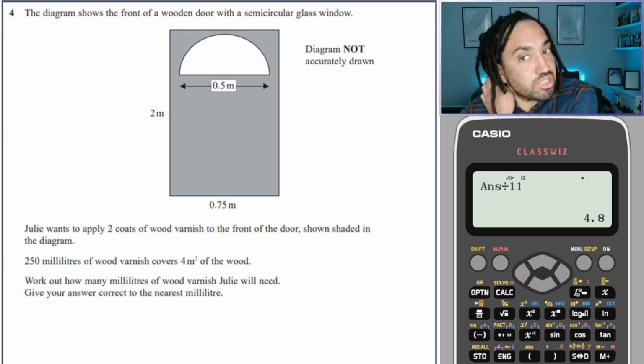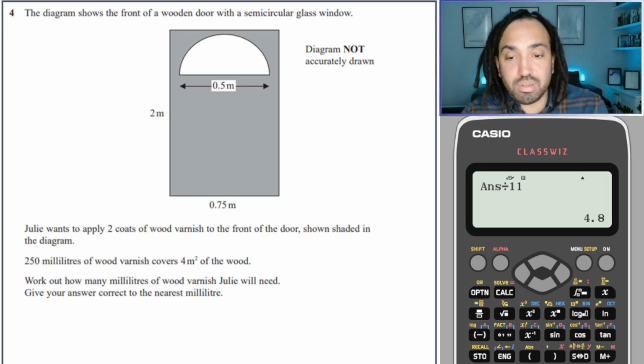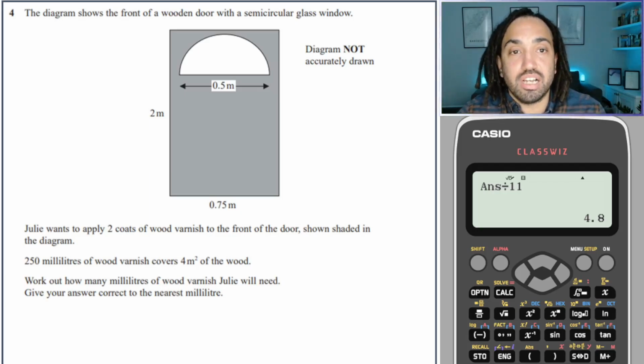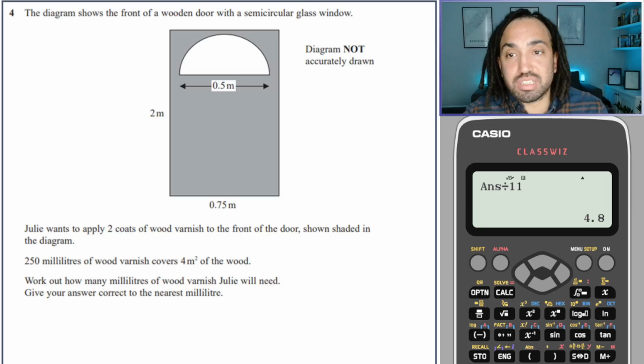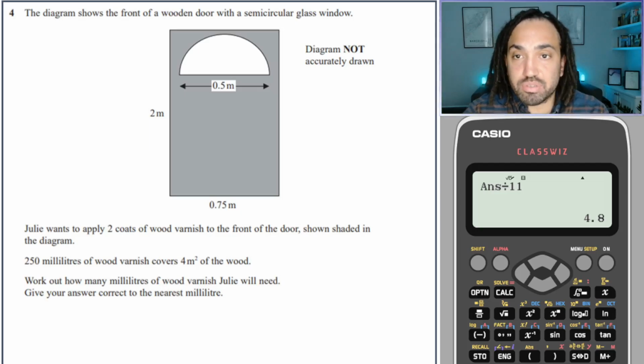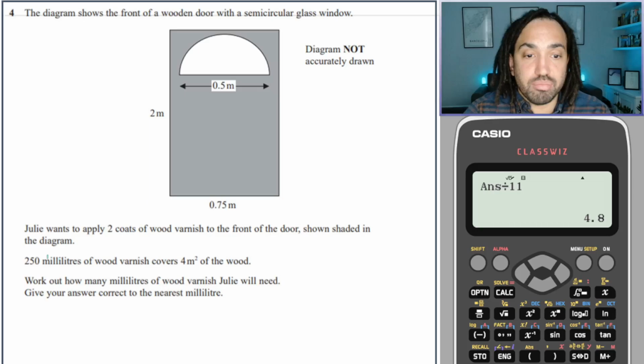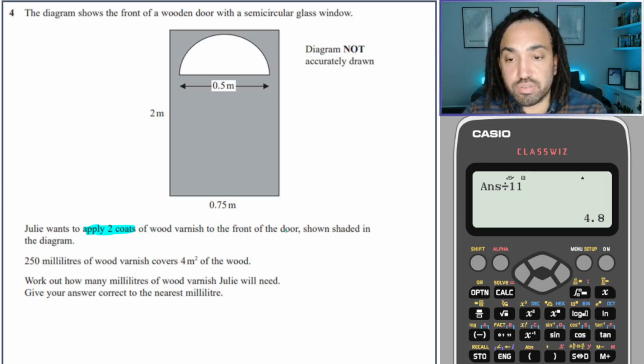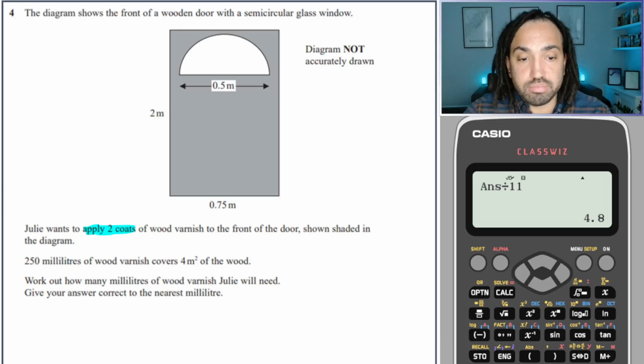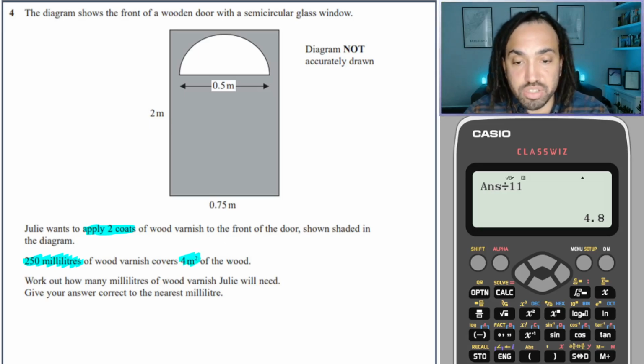Okay, this question has tripped up so many people. I've seen this question before, and when I've given it to students on exams, invariably they get it wrong quite frequently. And that's mainly because it says they need to apply 2 coats of wood varnish to the front of the door. We know that 250 millilitres of varnish will cover 4 meters squared. So how many millilitres of wood varnish will Julie need?